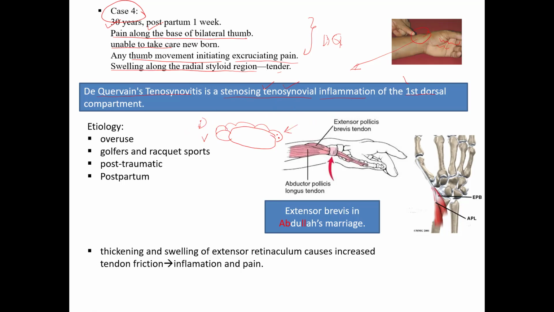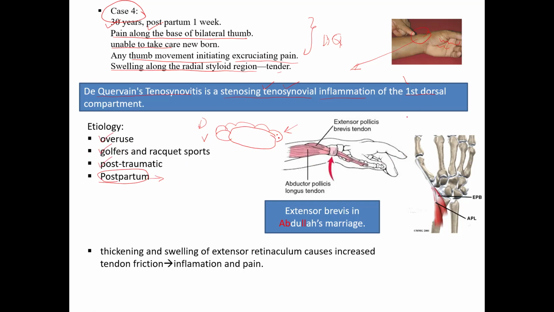So not everywhere can you bring in sugar and hypothyroidism. Here, there is no relation with hypothyroidism and diabetes. So it's basically overuse. Some professions, golf and racket sports, sometimes post-traumatic and postpartum. Postpartum, after the delivery, many new mothers will have this complaint, and it will subside by itself. So, just NSAID and little rest will relieve the pain.